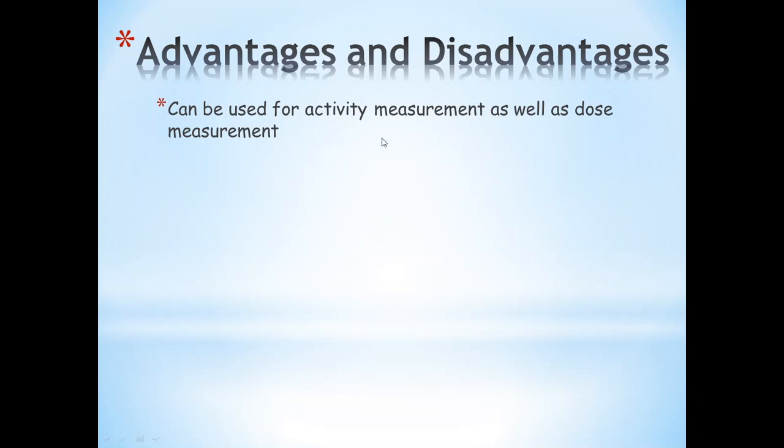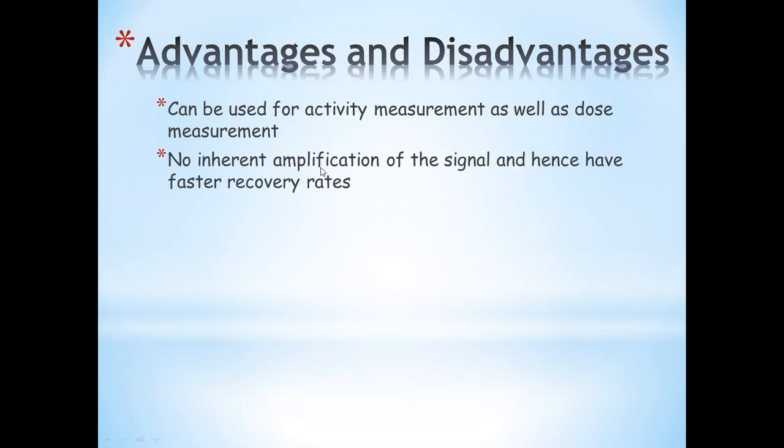It can be used for activity measurement as well as dose measurement. Means we can check the number of particles that are being emitted by a source, that is the dose measurement, and the rate at which it is emitted. So an ionization chamber can be used for activity measurement as well as dose measurement.